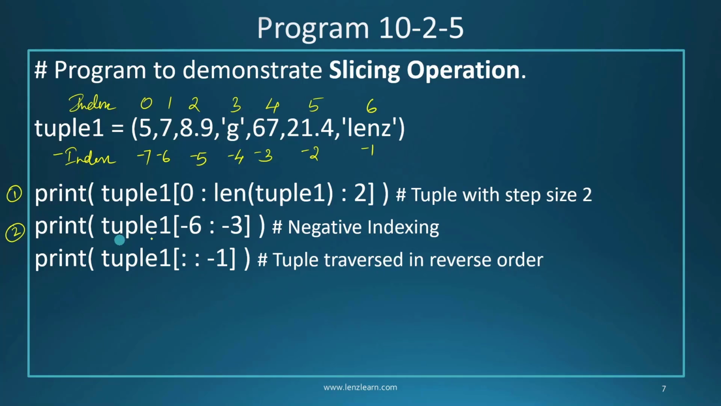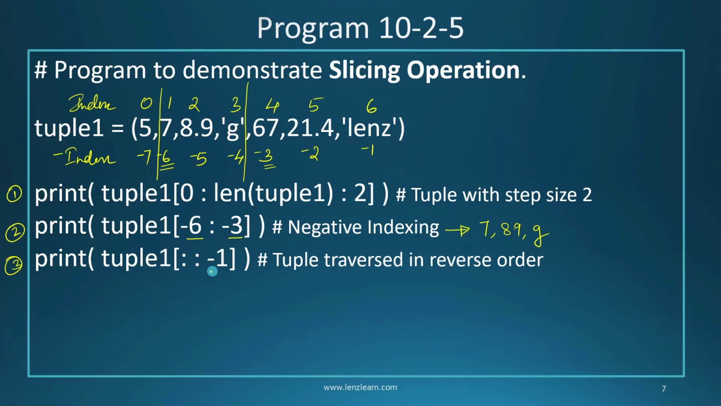Now here I want to slice tuple 1 by using negative indexes. So negative index also works the same way. So first it will find out where I have to start cutting. So -6. It will cut over here and it will go up till one value before -3. So here you can see this is -3. So one value before. At -4 I will stop cutting. So the output of this print statement is going to be 7, 8.9 and G.